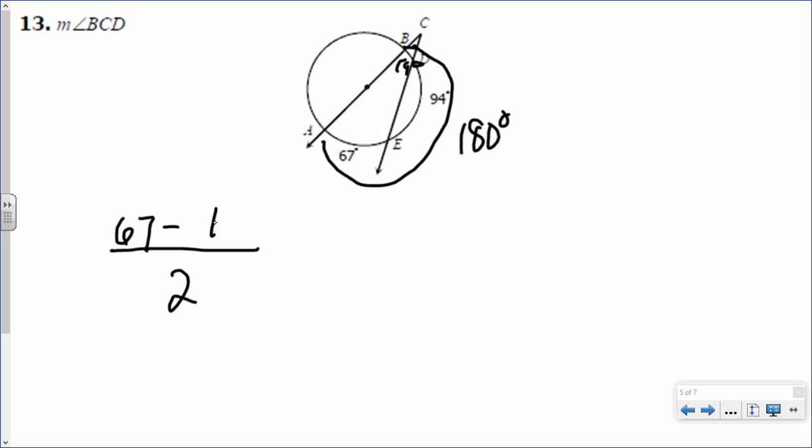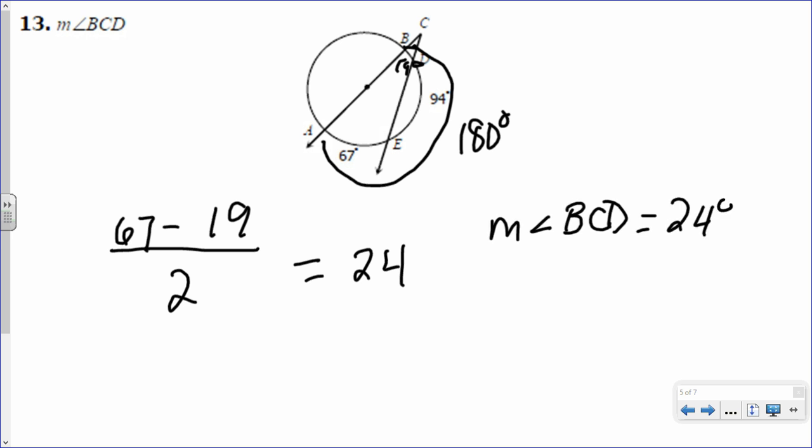So then we can do 67 minus 19 divided by 2, which we get 24. And so now we know the measure of angle BCD is equal to 24 degrees.